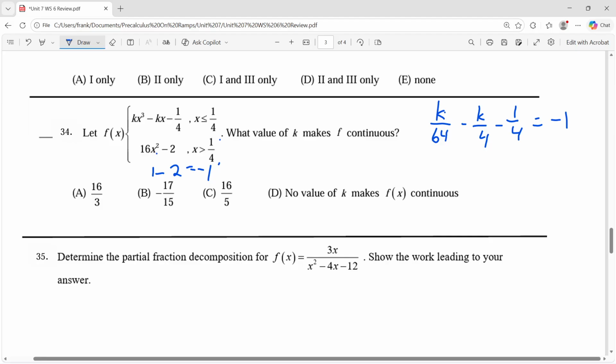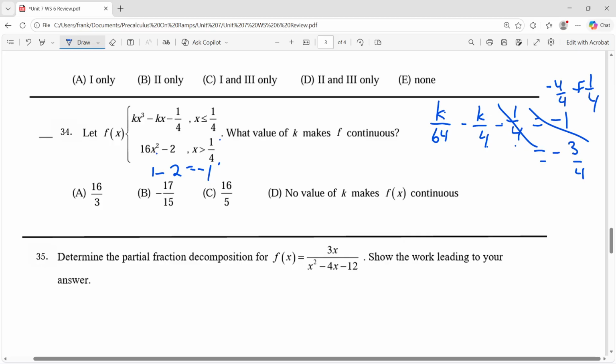So now I'm going to add 1/4 to both sides. So now this is negative 3/4. Negative 1 is negative 4/4. And then I'm adding 1/4 to both sides. So negative 4/4 plus 1/4 is negative 3/4. So now I've taken care of these two parts. I just have to take care of this part.